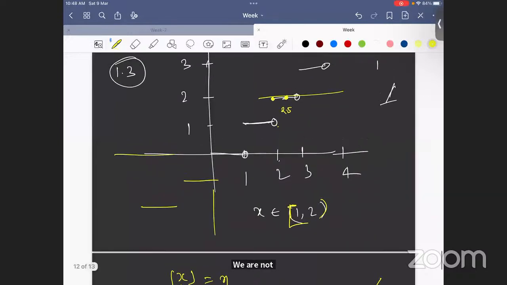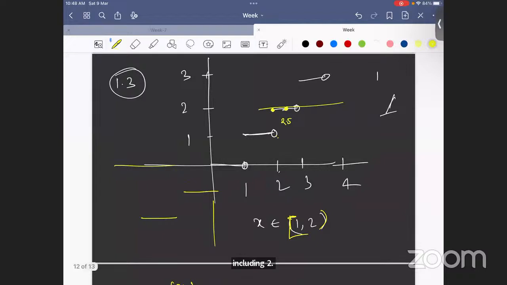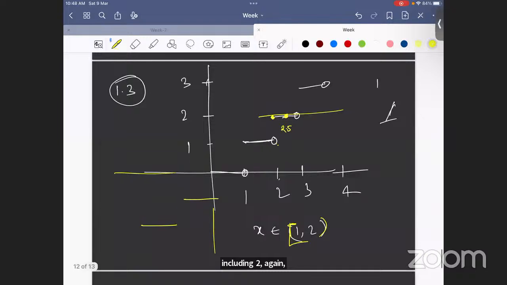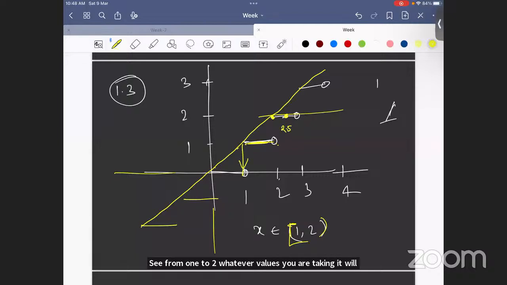So from here itself, you can see that this plot is not that difficult to understand. From 1 to 2, whatever values you are taking, it will just pull up to 1 itself. You can think of it as a straight line. But whenever the value is from here to here, it will just pull up to 1. Sorry, 0. Whenever the value is from here to here, it will pull up to here itself. Is it clear now? Yes, sir.